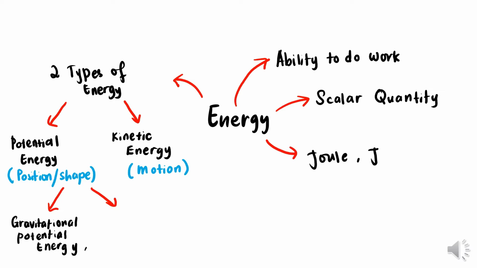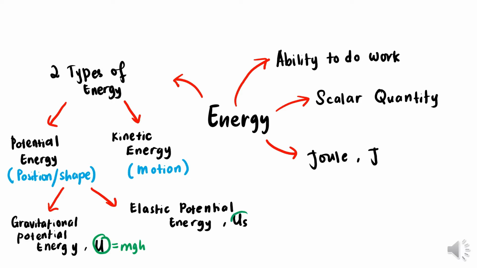So the symbol for kinetic energy is K, the symbol for gravitational potential energy is U, and for elastic potential energy it is Us. The equation for U is U equal to mgh, elastic potential energy is Us equal to half kx squared, and kinetic energy is K equal to half mv squared.